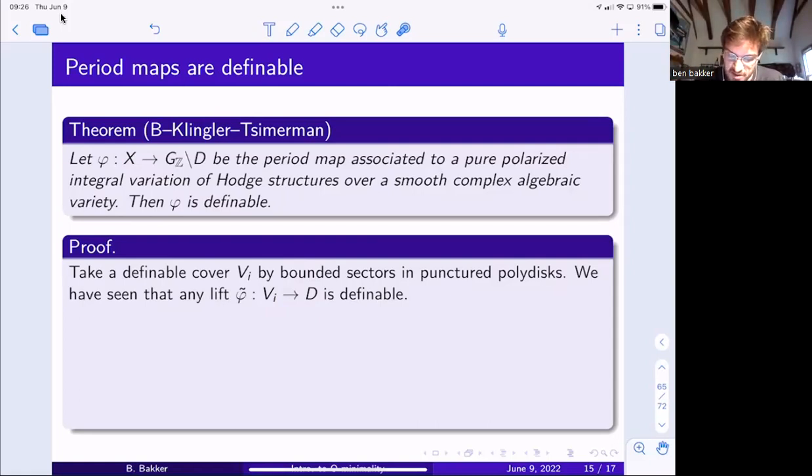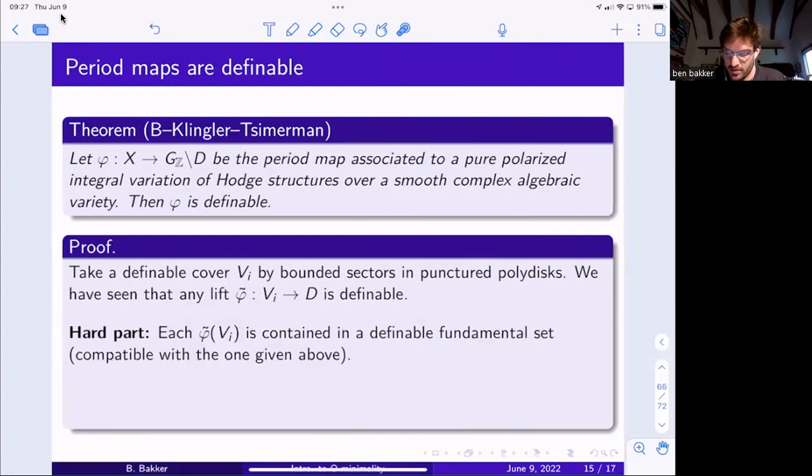Okay, so what's left to show? Well, what's left to show, and this is the hard part, is that we need the image. So for each one of these lifts, we need to show that the image of phi tilde on VI is contained in a definable fundamental set.